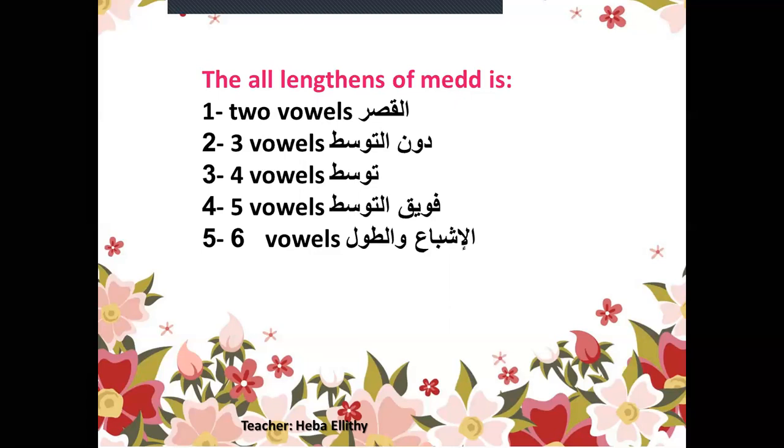So that means in our whole Quran, we have beats from 2 to 6. 6 is the longest one, 2 is the shortest one. Al-Qasr is the shortest one, Al-Ishba' wal-Tul is the longest one.